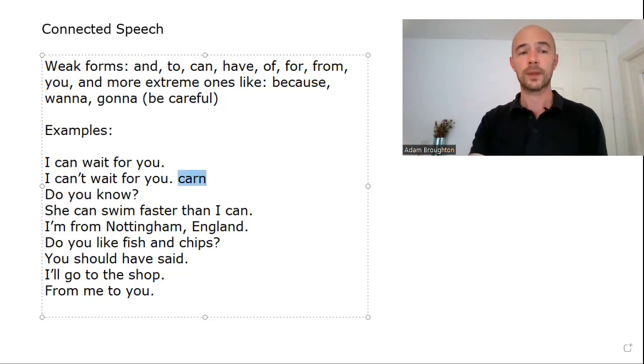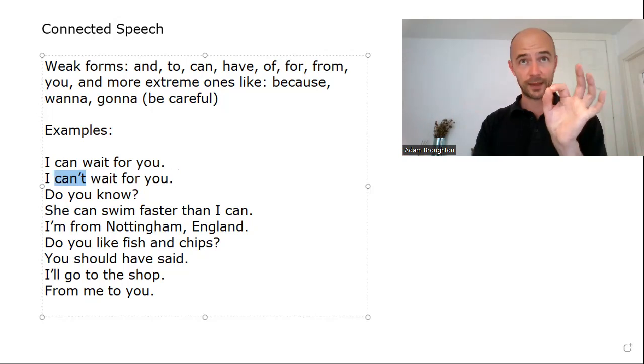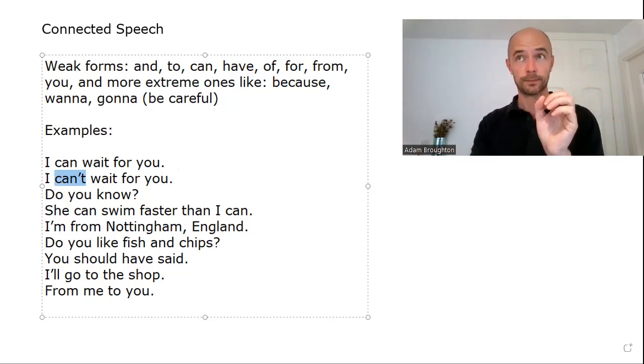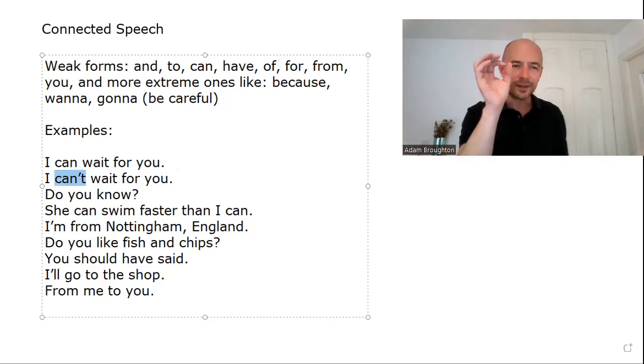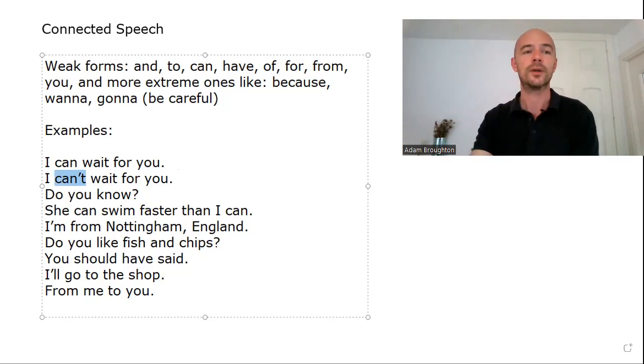I can't wait for you. I can't wait for you. What's also important, can't is the stressed word in this sentence. It's the most important word in the sentence because you want to show the negative. That's really important because it's a negative sentence. So this word is stressed. So, I can't wait for you.